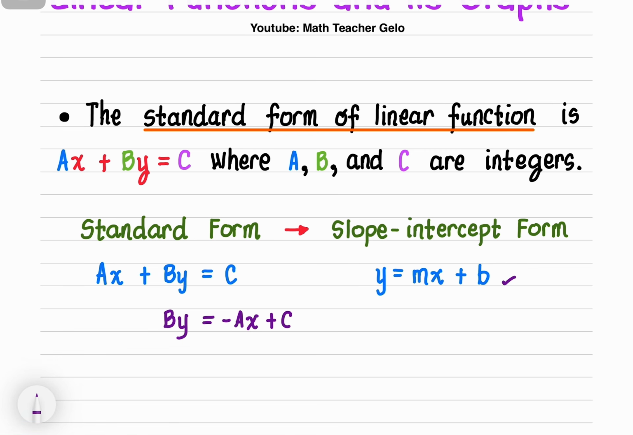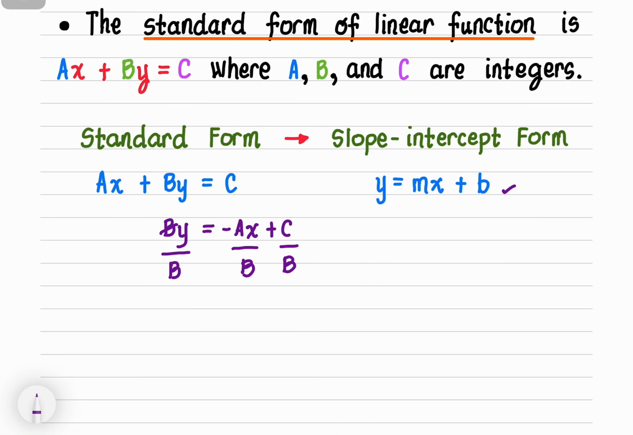So, to get rid of b or to cancel out b, ang gagawin lang natin dito class ay divide all terms by b. Okay. And then, by cancellation, of course, so we have here now y equals negative a over b x plus c over b.